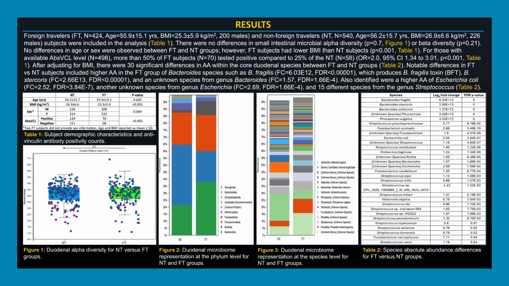After adjusting for BMI, there were 30 significant differences in absolute abundance within the core duodenal species between the foreign travel group and non-travel group. Notable differences in the foreign travel group include higher absolute abundance of Bacteroides species such as B. fragilis, which produces B. fragilis toxin, and B. stercoris. Also identified were increased absolute abundance of Escherichia coli and 15 different species from the genus Streptococcus.